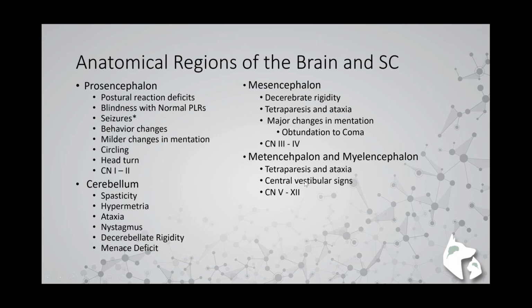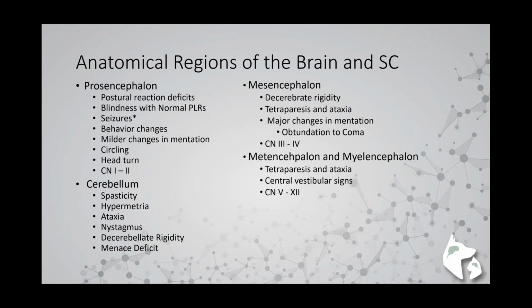Finally, we'll have our sections of our brainstem. So the first one will be our mesencephalon. There's a specific posture that they can take with severe brainstem lesions. Again, we'll show pictures of that at the end. We would see weakness and incoordination in these patients because those motor pathways run through the brainstem. Major changes in mentation, obtundation to coma, and any deficit in cranial nerve 3 through 4, you'll think of that mesencephalon or the midbrain.